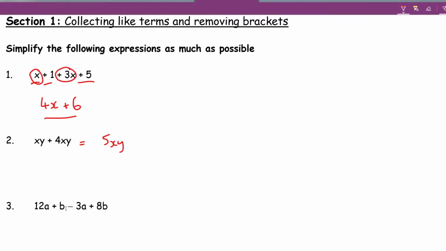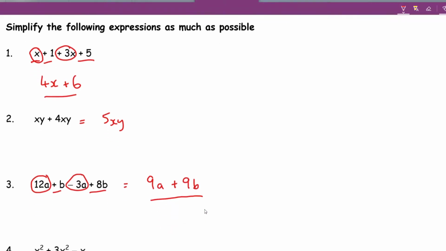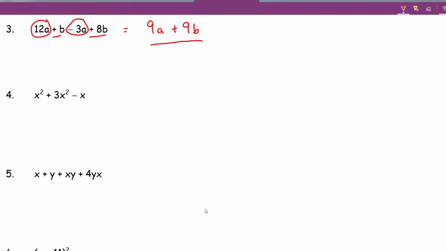Here, similar to question 1 above, it's always good to circle it and always remember the sign in front of the term tells you whether you're adding it or subtracting it. So I've got 12a minus 3a, so that will give me 9a. And then I've got plus b plus 8b, and that altogether is going to be a positive 9b, so I've got a plus 9b on here. Okay, very simple, standard, but like I said, as we move further, they are going to get trickier.